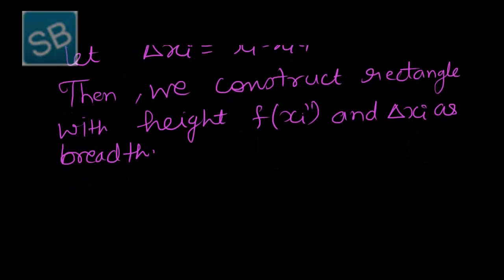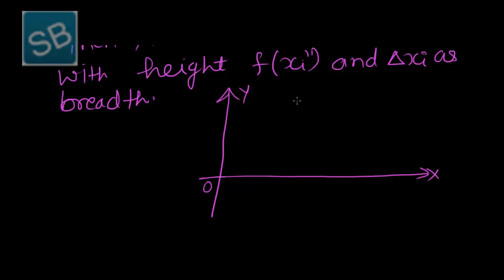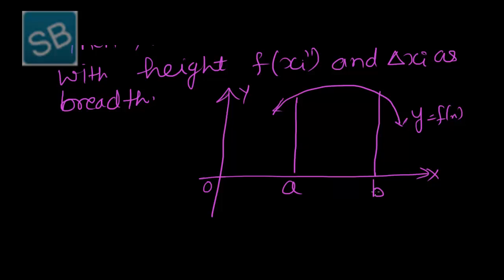That is, if you see in the diagram, this is the x-axis, this is the y-axis, this is the origin, and we have the curve y = f(x), x = a, x = b. Then we construct the rectangle with maximum height, and we construct the rectangle of that height.